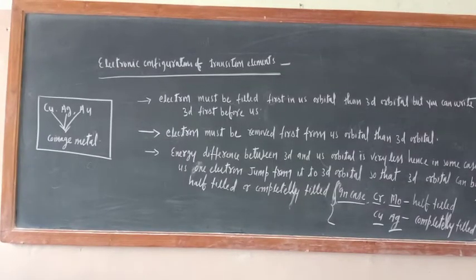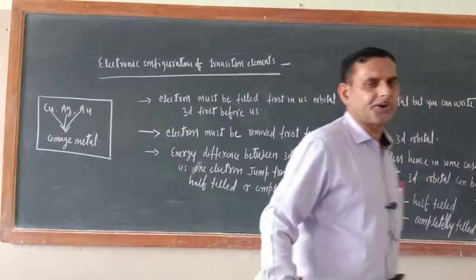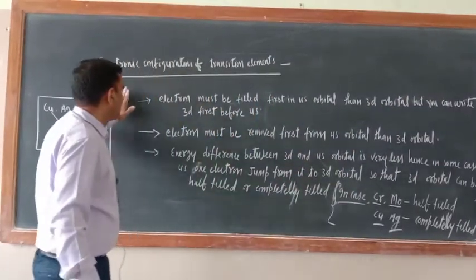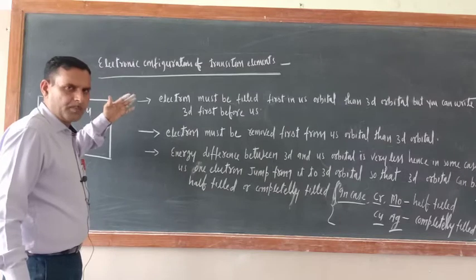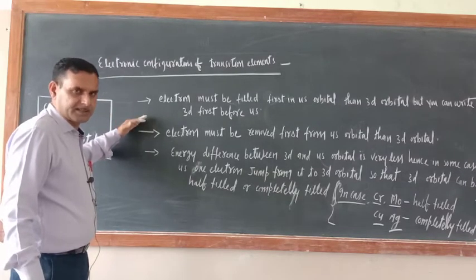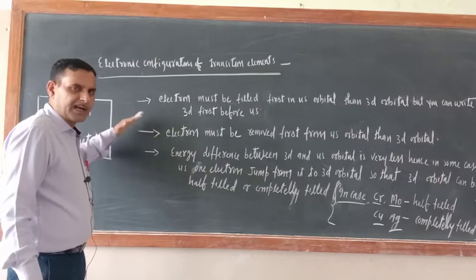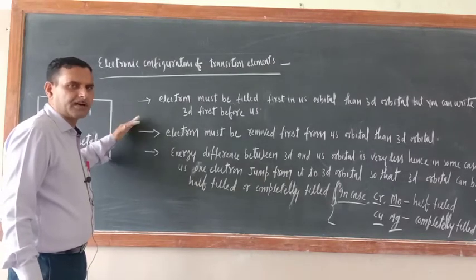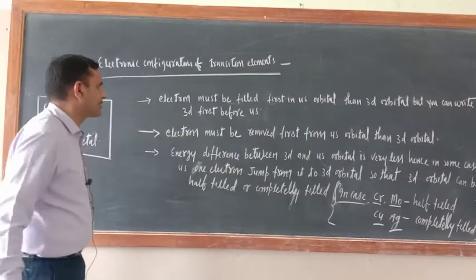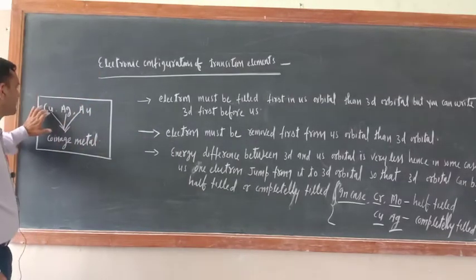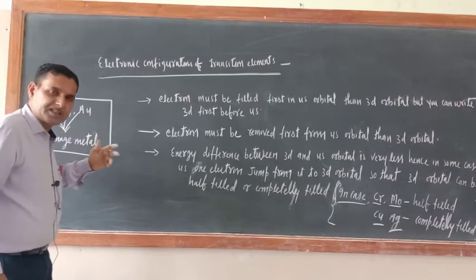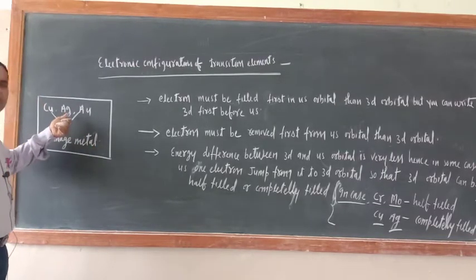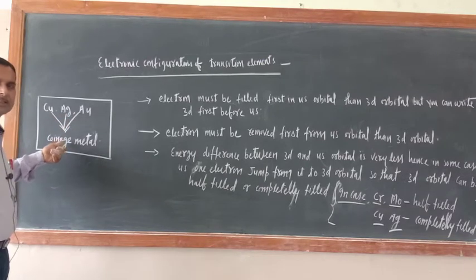Dear cadets, there is a lot of variation in the electronic configuration of transition elements, but some important points you must remember. There are so many points, but these will be considered. Very important, because while writing the electronic configuration or while removing electrons from transition elements. Just see this point: Cu, Ag, Au are known as coinage metals, because during civilization, coins were made out of these metals. That is why they are known as coinage metals.